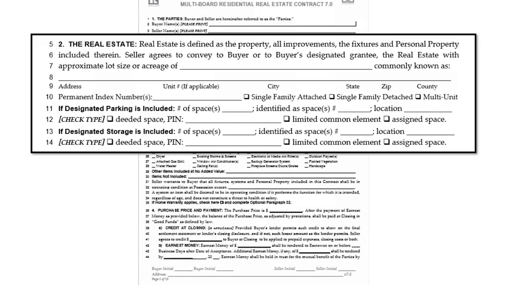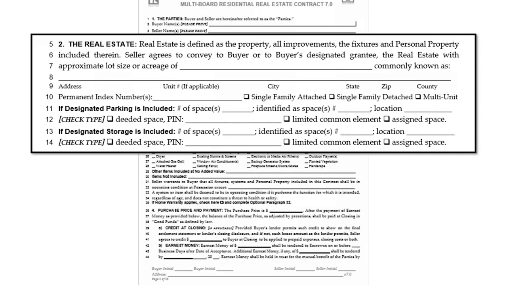Next is the address of the property, no big deal. The permanent index number or numbers, some of the properties have more than one PIN. You're going to want to put them both in there if that be the case. Most properties have just one PIN. That is also in the MLS, so you can get it from there.